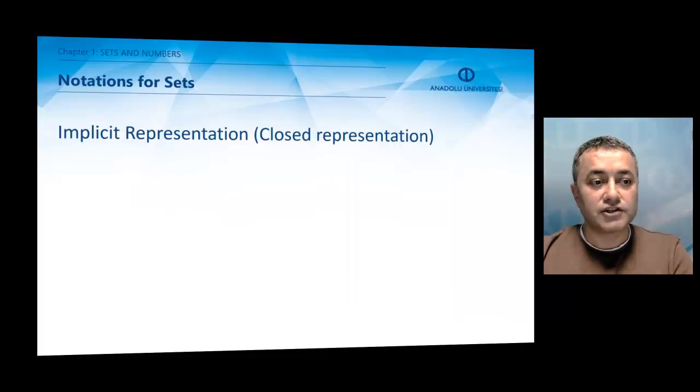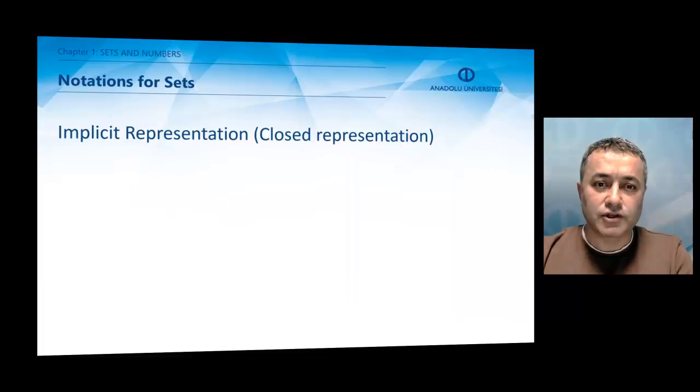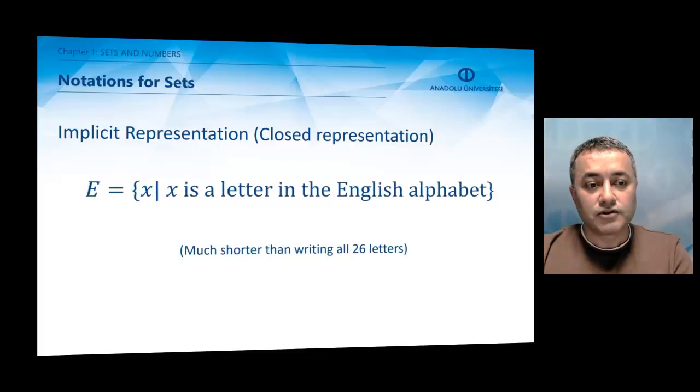The third notation is the implicit representation, or the closed representation. In this notation, we just use a common rule to represent all the elements of a set. For example, to denote all the letters in the English alphabet, we just use the letter x to denote a letter in the English alphabet. Now think that if you had written all the letters in the English alphabet, you would have used 26 letters. So this is the shortest notation in denoting the sets.